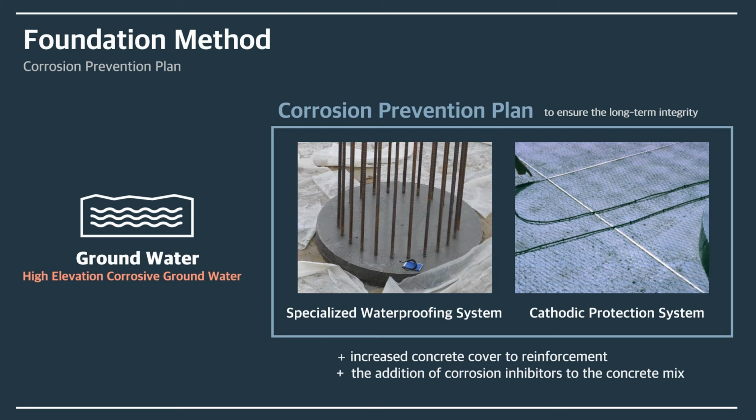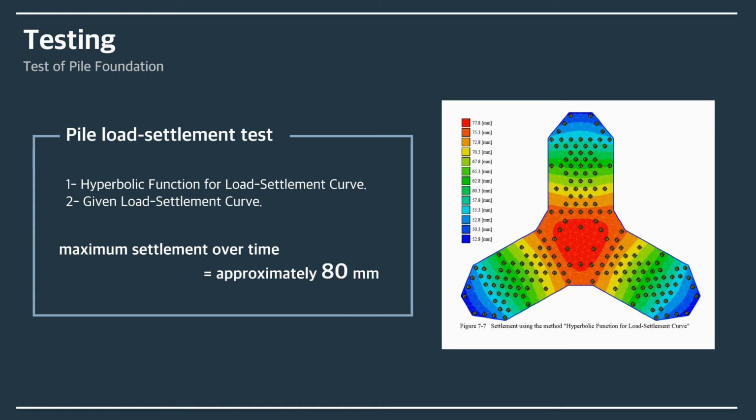First, we implemented a special water flow system across the raft and pile foundation. Second, we increased the cover of the concrete surrounding the steel. In addition, preventive measures were taken to add corrosion inhibitors to the concrete mixtures and implement a cathodic protection system using titanium mesh. In this slide, there are testing methods to ensure stability.